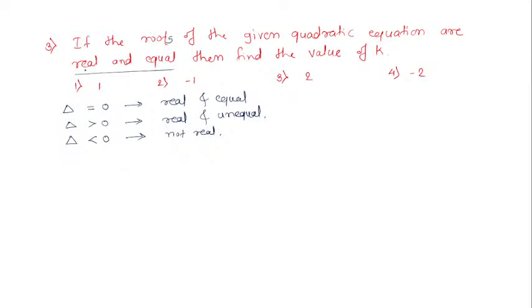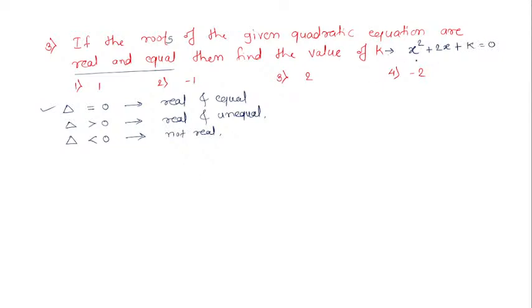Now for this case, it is given that roots are real and equal. So delta must be equal to 0. Here, to find the value of k, we must have the discriminant b square minus 4ac. I forgot to write the equation. The equation is x square plus 2x plus k is equal to 0. So this is the equation.